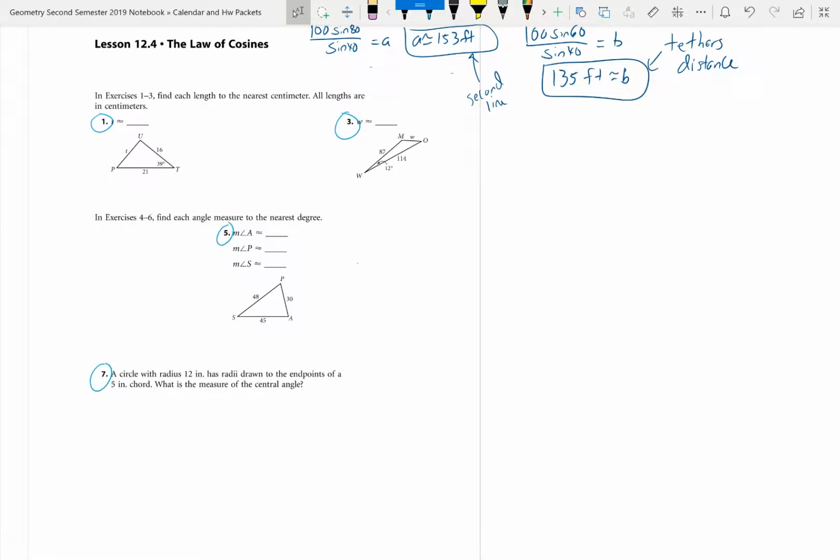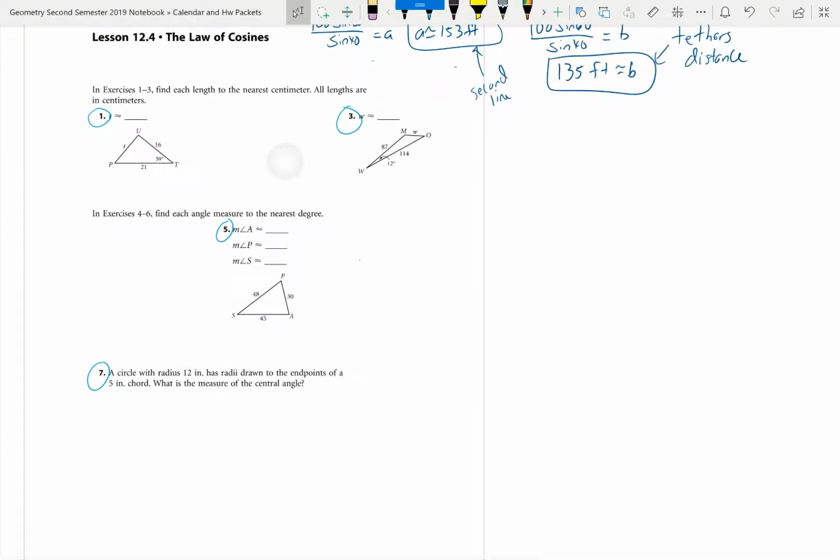The law of cosines looks like this here. c squared equals a squared plus b squared minus 2ab cosine C. And that's for when you're trying to find a missing side. For a missing angle, it looks like cosine C equals a squared plus b squared minus c squared over 2ab.